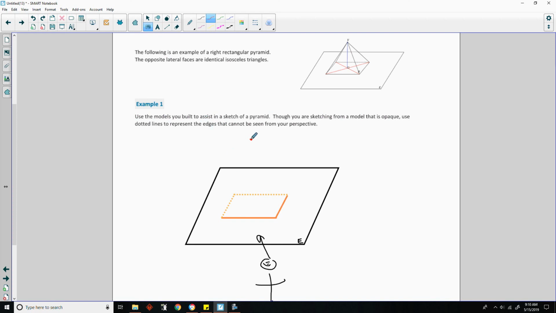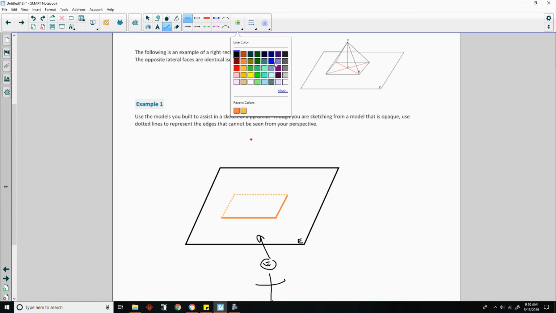Okay, so I put the dot there. I'm just going to draw a regular pyramid. It doesn't have to be a right rectangular pyramid. It didn't say. It just said the sketch of a pyramid. So now I want to draw my segments, and I will do those in green.